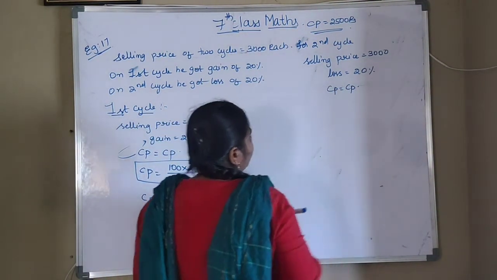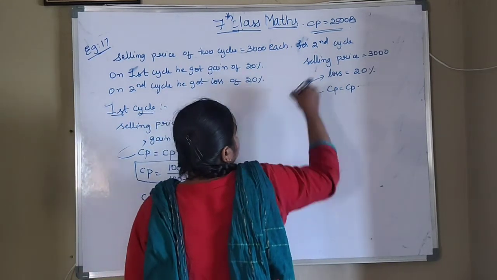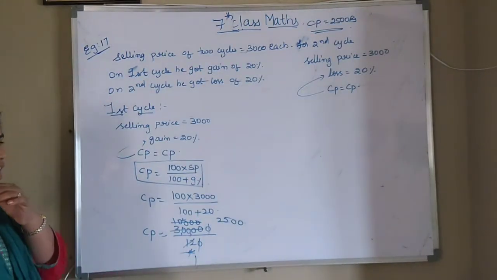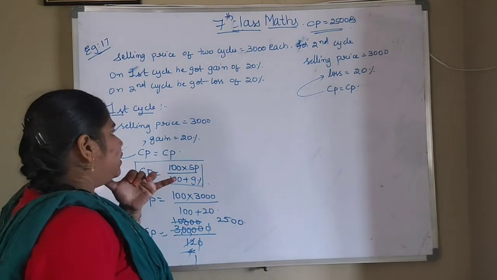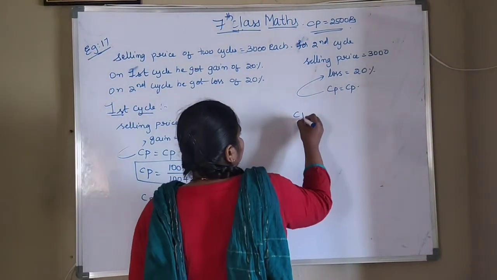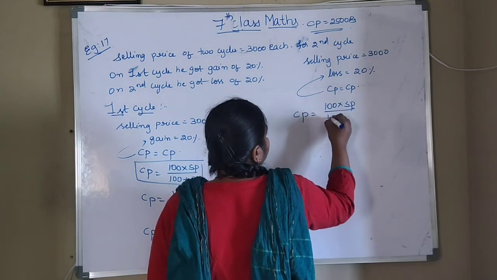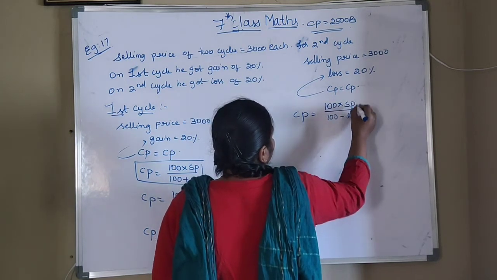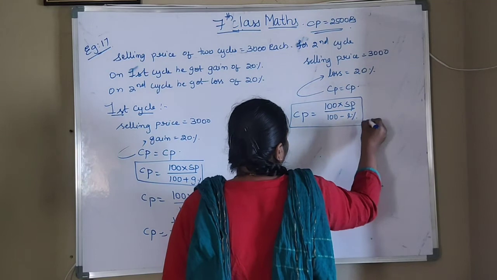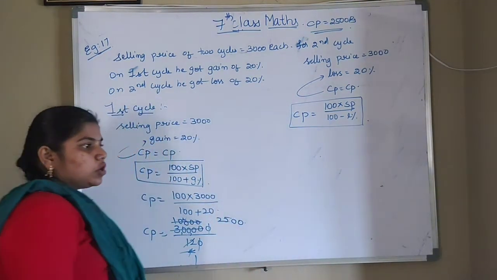So which formula will we use? CP in terms of loss we have to find. So what is the formula for CP in terms of loss? CP is equal to 100 into SP by 100 minus loss percentage. So this is the formula for CP in terms of loss.